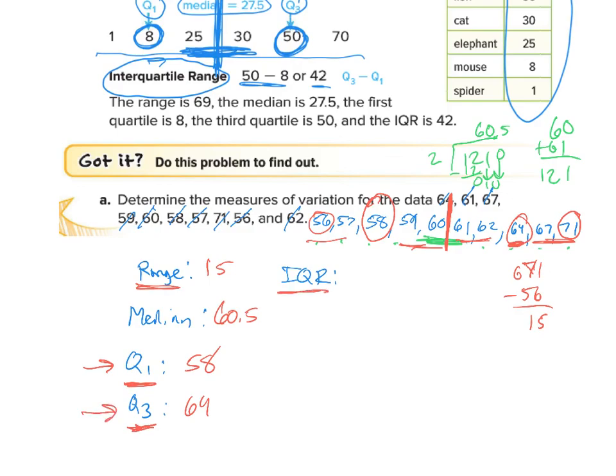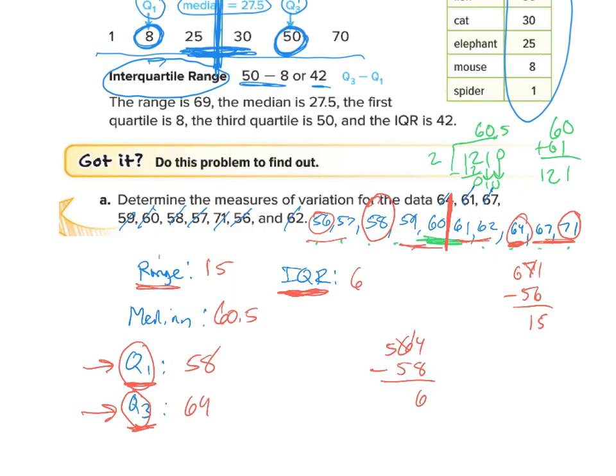So remember, interquartile range, IQR for short, is where we take our quartile 3 minus our quartile 1. So let's do that. 64 minus 58. Got to borrow. 14 minus 8 is 6. There we go. We've got all the measures of variation.